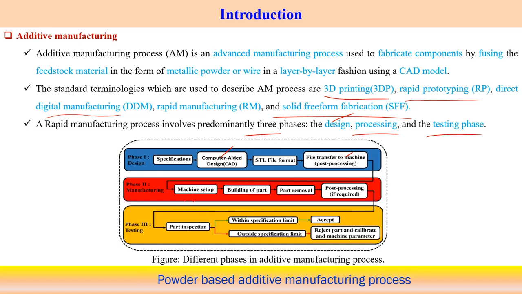So that is the phase two manufacturing stage, and phase three is the testing phase. Then we go for part inspection, and it can go two ways: within the specification limit or outside of it. If it is outside of the specification limit, we can reject the part, or maybe calibrate the machine parameters to reach the tolerance limit of the manufactured component. If it is within the specified limit, then we accept the component. So these are the basic steps associated with any additive manufacturing process.